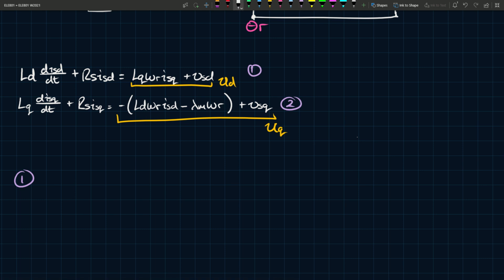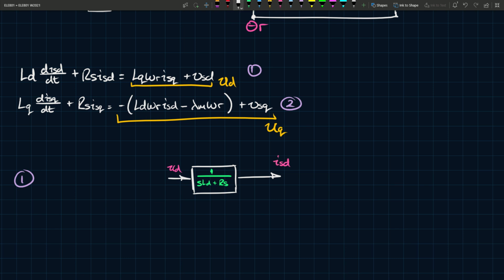So from equation 1, we know that we have some input to some block, and we have some output, right? So what is the input? Maybe I can draw that a little bit longer so it gives me a bit more space. The block here for equation 1 is 1 over SLD plus RS. The input to that block we called UD, and the output of that block we obviously know is ISD, right? So this is going to be ISD.